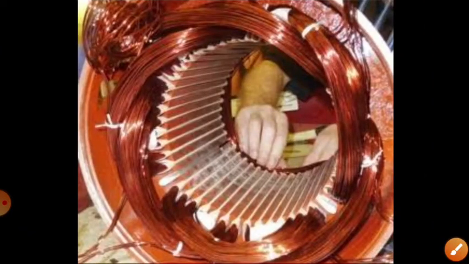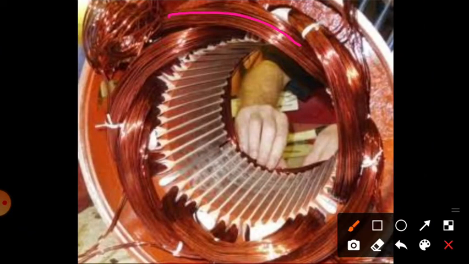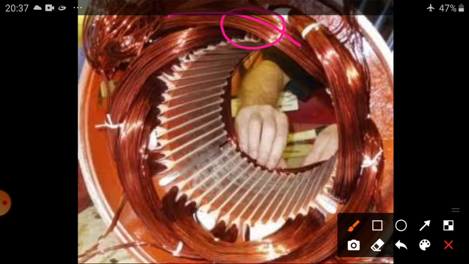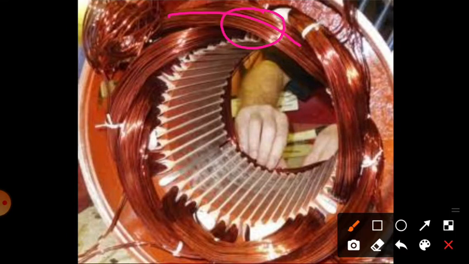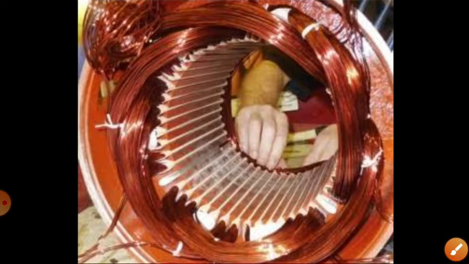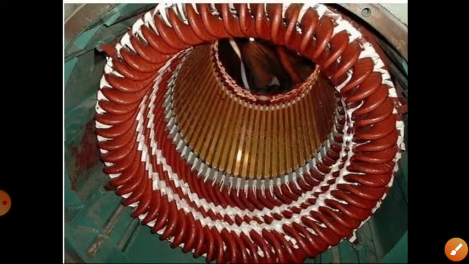So you can see this is one coil. The coil consists of a number of conductors, which depends upon the rating of the machine. Okay, so he is manually inserting the coils. You can see the coil pitch. You can see the finished armature of the AC machines.